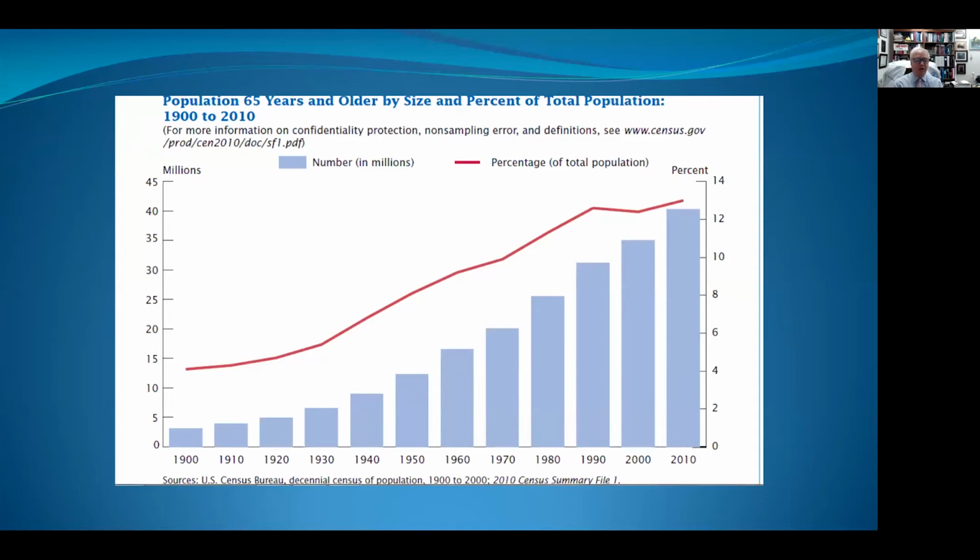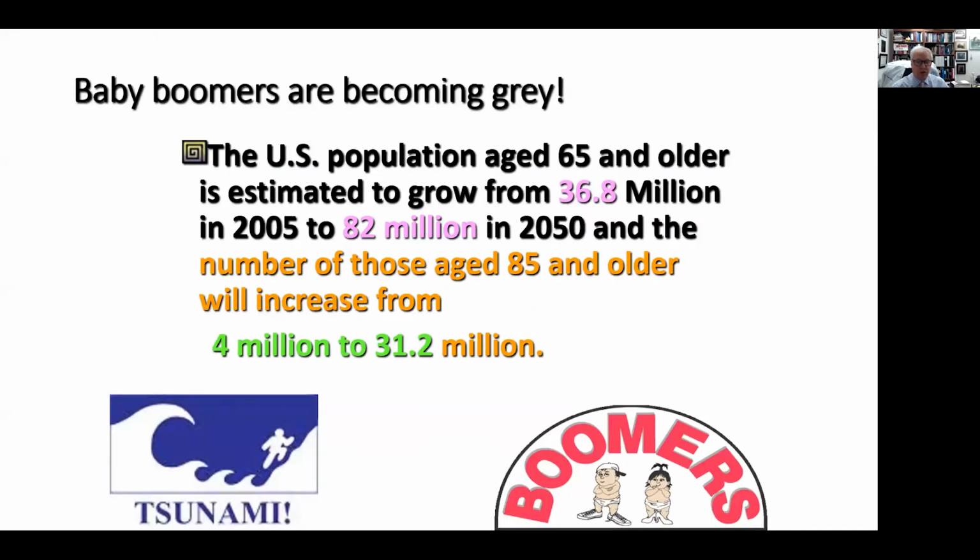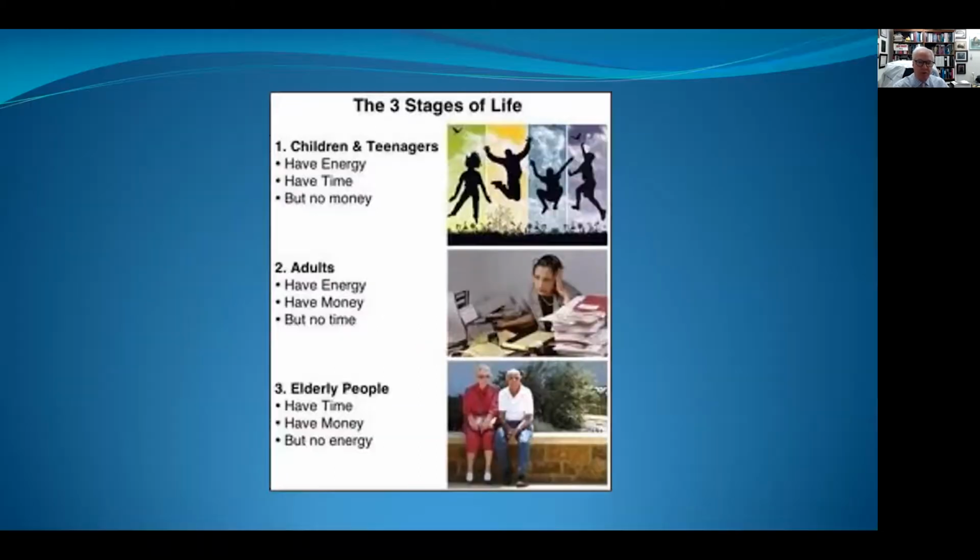I don't need to tell you, you know this better than me, about the graying, the silver tsunami, as we call it, in the country, and this graph obviously needs to be a little bit updated. But the curve continues on the upswing. We are an aging population, and with an aging population comes attendant psychological and physiological disease. So again, the tsunami of the baby boom is becoming gray.